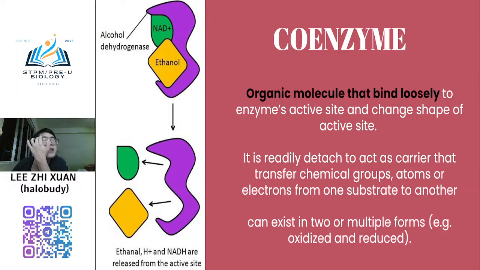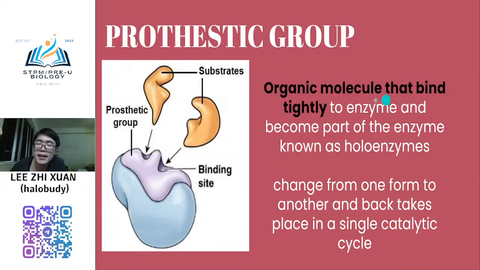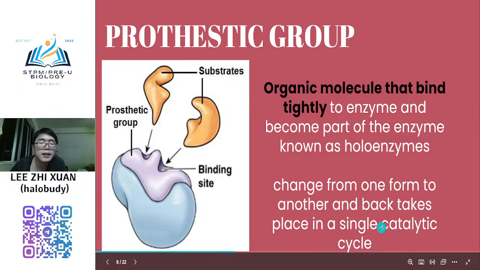It depends. And then they also change the shape of the active site. So the function is the same, just that coenzyme binds loosely and prosthetic group binds tightly. So prosthetic group will become part of the enzyme, known as holoenzyme. And then it will change from one form to another and back in a single catalytic cycle.